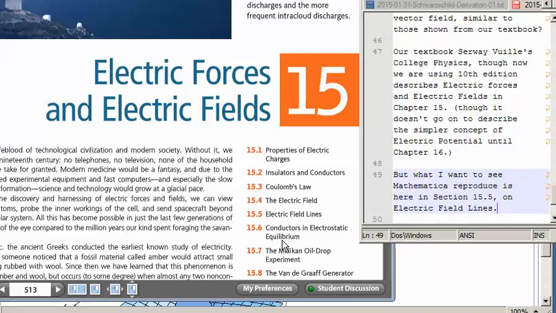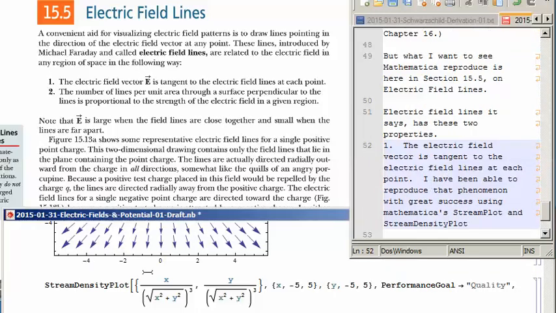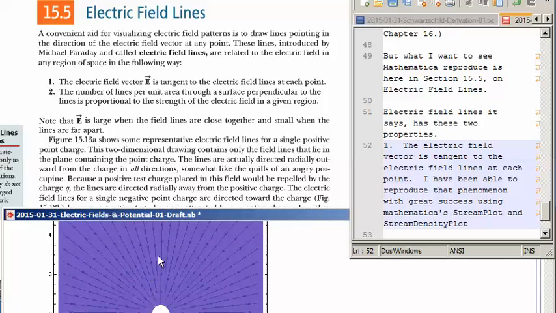But what I wanted to see Mathematica reproduce was right here in section 15.5 on electric field lines. Electric field lines, it says, have these two properties. One, the electric field vector is tangent to the electric field lines at each point. Now, I have been able to reproduce that phenomenon with great success using Mathematica's stream plot and stream density plot. I was able to get the electric field vectors tangent to the electric field lines at each point.